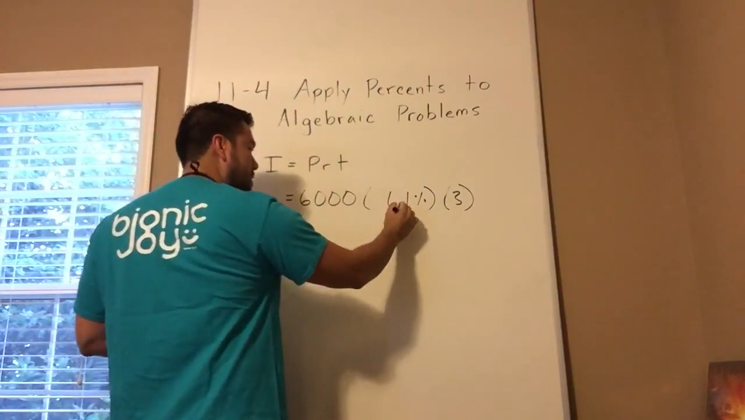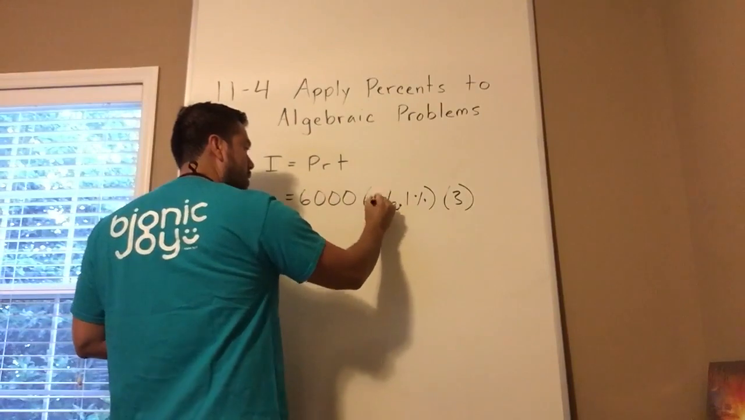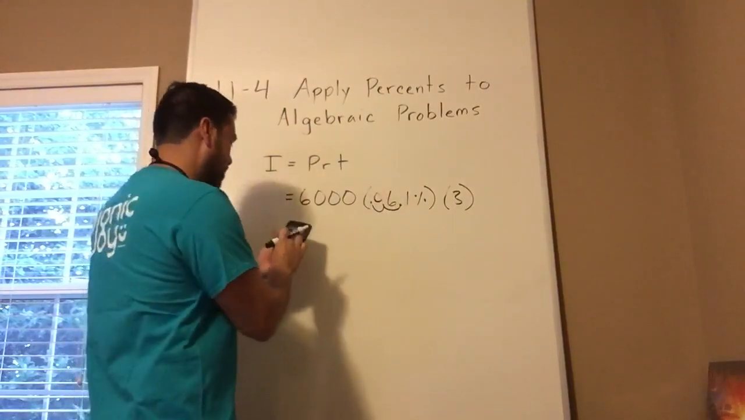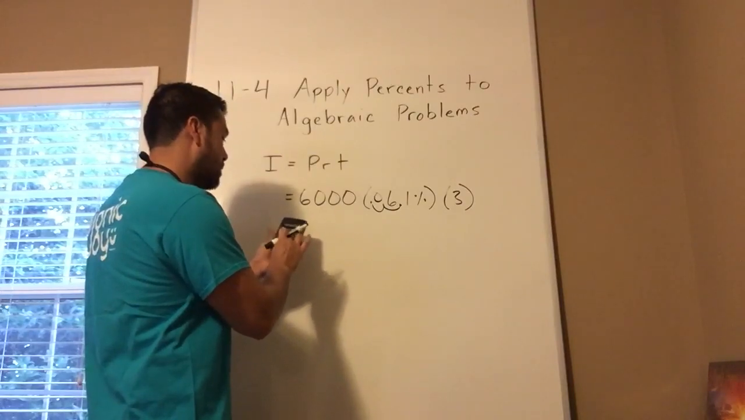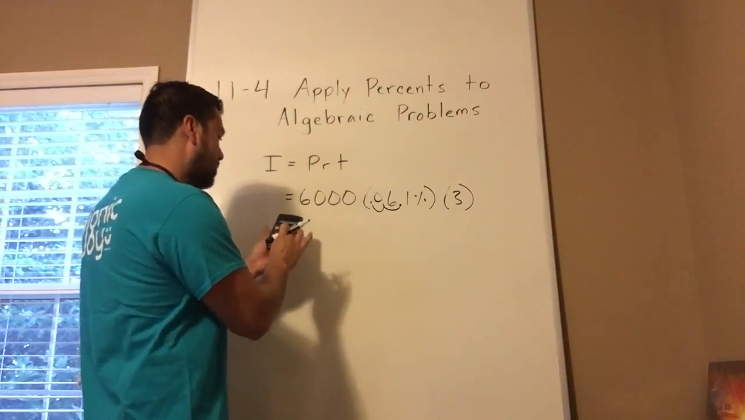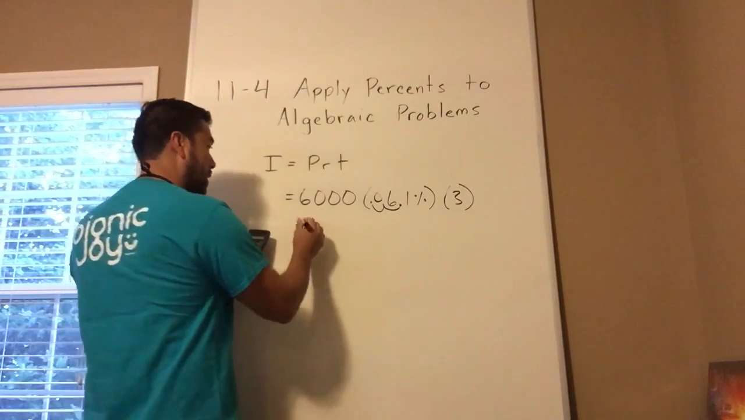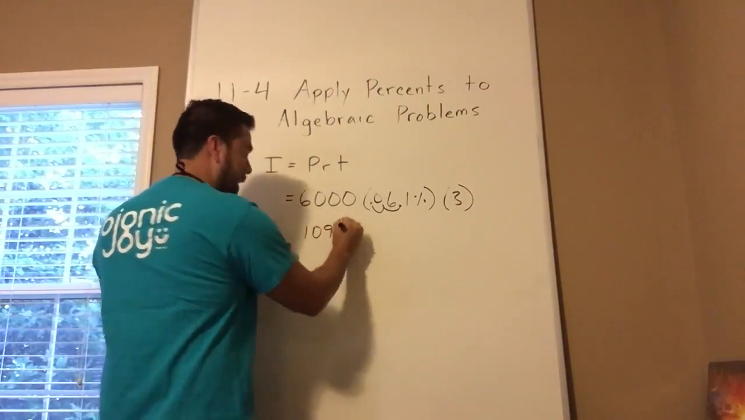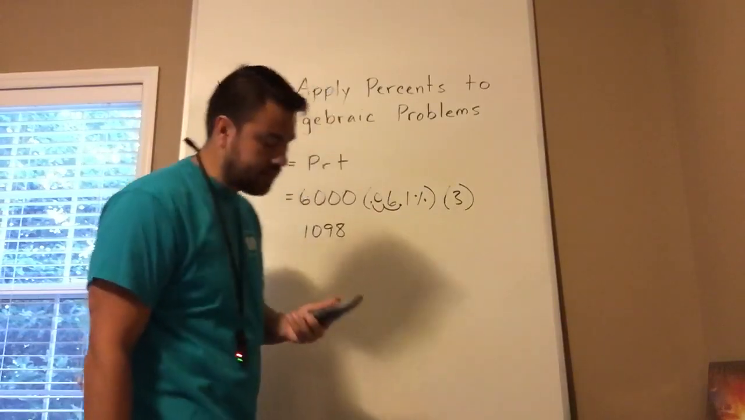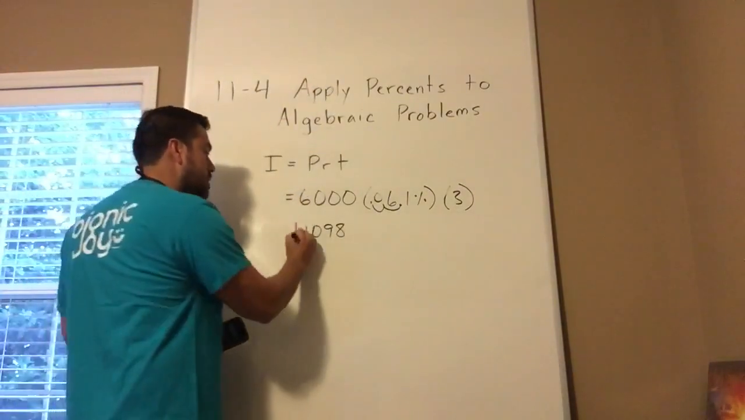So I'm going to move this decimal 1, 2. So I put in my calculator right the first time: 6,000 times 0.061 times 3. Okay, so I have 1,098. So that's how much interest he paid.